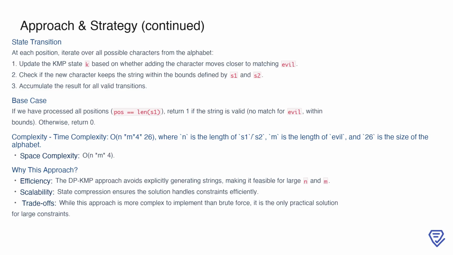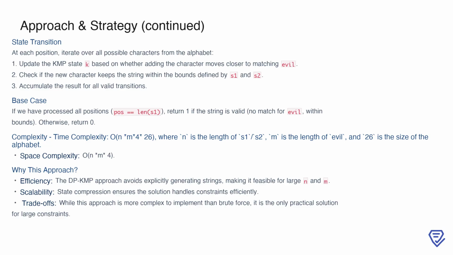The base case for the DP occurs when we have processed all positions in the string. At this point, if the string is valid, meaning it does not match evil and lies within the bounds, we return 1. Otherwise, we return 0. The time complexity of this approach is O(n*m*4*26), where n is the length of S1 and S2, m is the length of evil, and 26 represents the alphabet size.